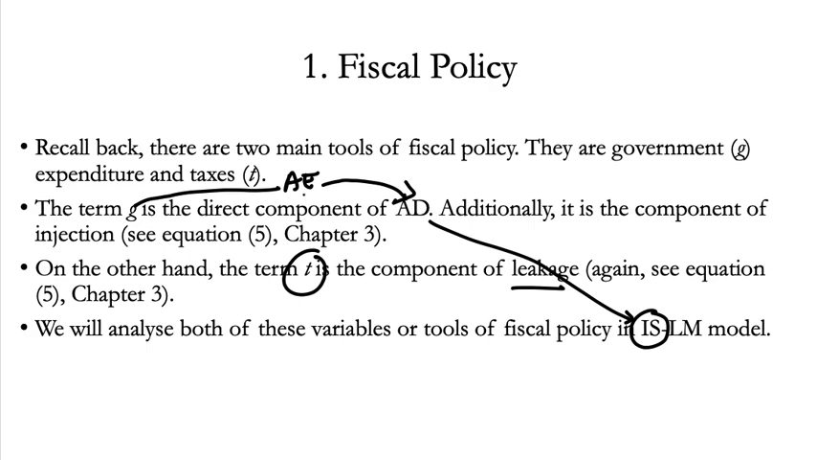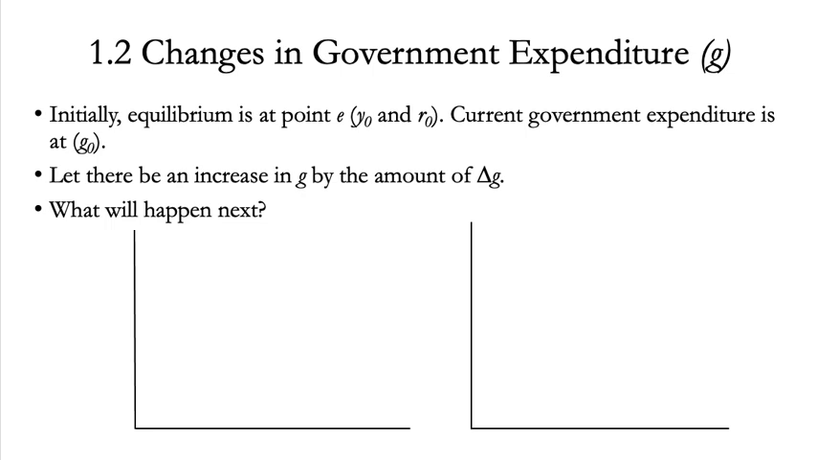So it's not a direct component of aggregate expenditure, but it can affect one direct component of aggregate expenditure, that is consumption. Because consumption depends on disposable income, and disposable income is basically income minus tax. Alright, so that's why. Okay, now, again, I would like to repeat the tools of fiscal policy. We have government spending and also tax. Now let's look at government spending. So we want to look at the changes in government expenditure, which is real G. So let's say we have a graph here.